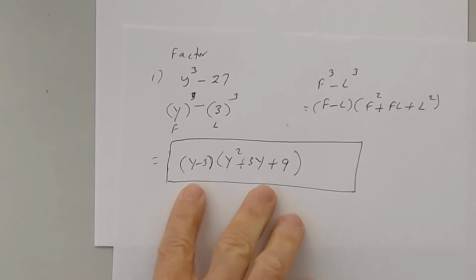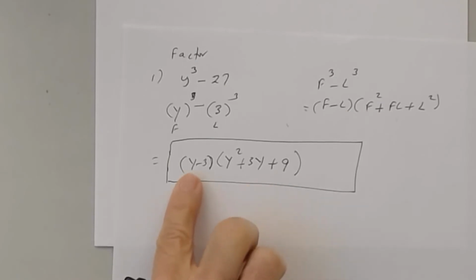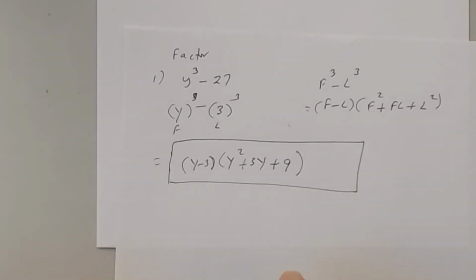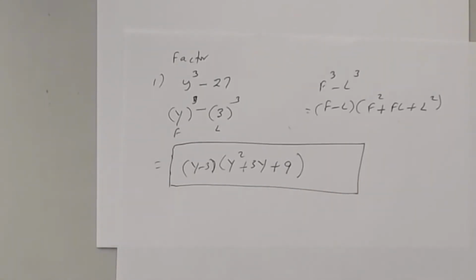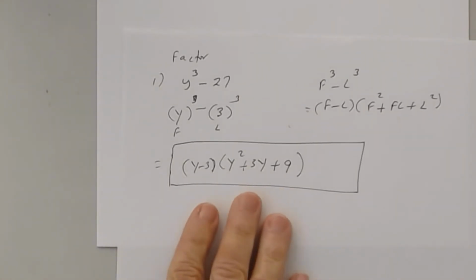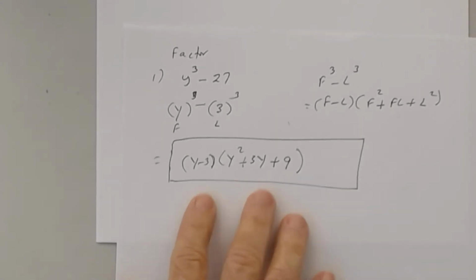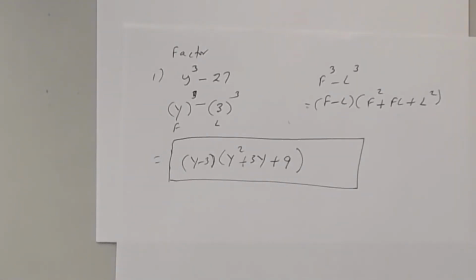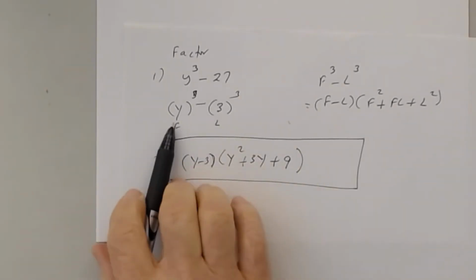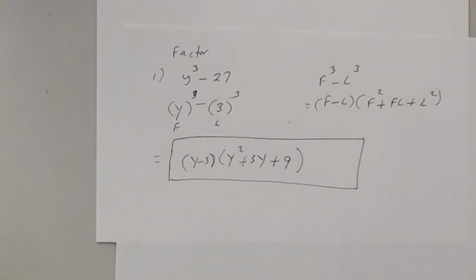Here, you can't do FOIL. You actually have to say y times all of this minus 3 times all of this and do some more work. So on a test, you're not going to have time to check this. You'll have time to check the foiling on the other problems, but you're not going to have time to check this. So just be careful when you do this. Just make sure that what you put inside the parentheses are correct.